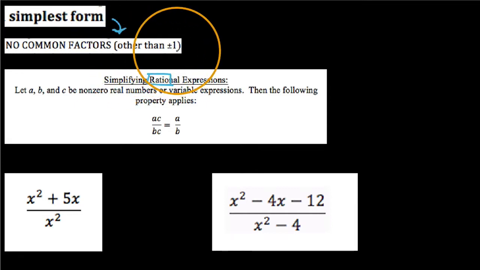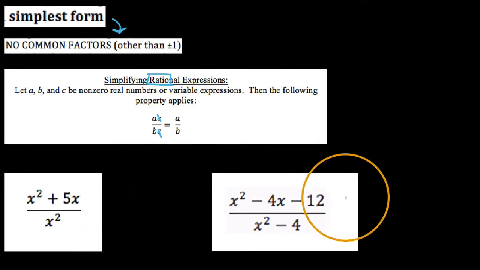The only common factor they should share is either going to be positive 1 or negative 1. So it would be valid to say in this expression here, we say a, b, and c are non-zero real numbers or variable expressions, then the following property applies. And basically what it's saying is, well, the top and the bottom here share a common factor of c, so we can just cancel that out. We can cross those out and we get a over b here.